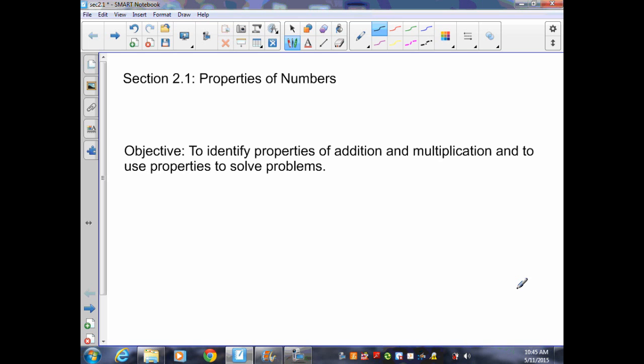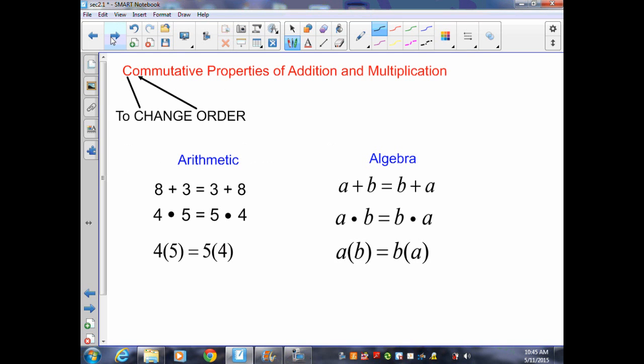Section 2.1, Properties of Numbers. Our first property we're going to look at is the commutative property of addition and multiplication. Commutative property means to change order. I use the CO in commutative to remind me of that operation: change order.